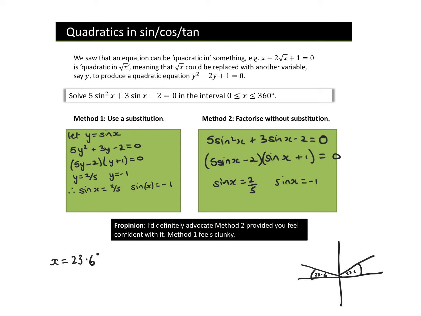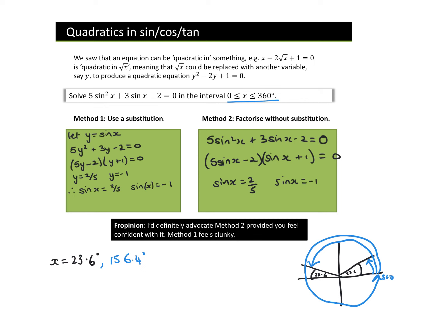Now using my CAST diagram, this is sine, this is 23.6. So if I go round, I'm going to start at 0, my first angle is 23.6. I'm going to continue round, start at 0, this is 180 minus 23.6, which is 156.4 degrees. And then continue all the way round, and I'm going to stop because I've reached 360 degrees, and my interval is between 0 and 360.